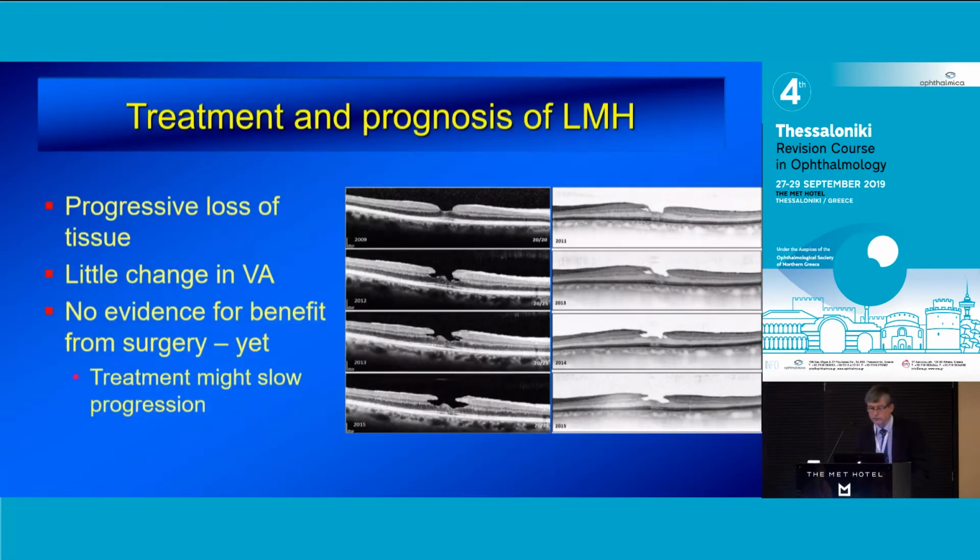The prognosis of lamellar macular holes is that the anatomical appearance tends to worsen. You get progressive loss of the perifoveal tissue, but there seems to be very little change in the visual acuity. You can see here some scans repeated over years. There's progressive loss of tissue, but the vision really doesn't change very much from 2020 to 2025. And so there is as yet no evidence of any benefit for any surgical or any other intervention. These patients do not need referral, and they do not need treatment at this stage.